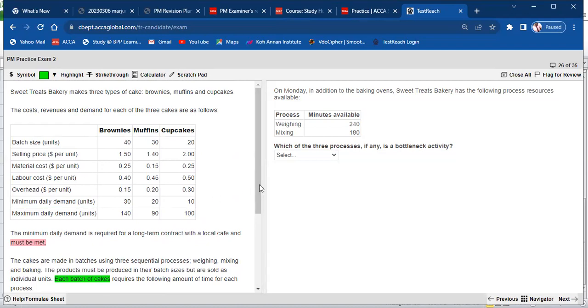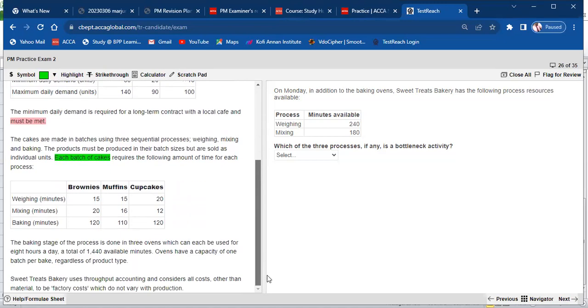If you're going to require so much time per batch, then it means you are going to require so much time per number of units within the batch. All right, we'll get there and you understand it more. So the times are given to you. The baking stage of the process is done in 3 ovens, which can each be used for 8 hours a day, a total of 1,440 available minutes.